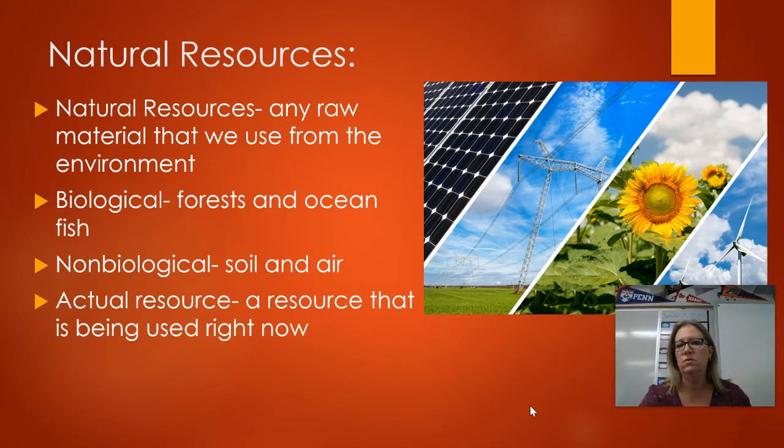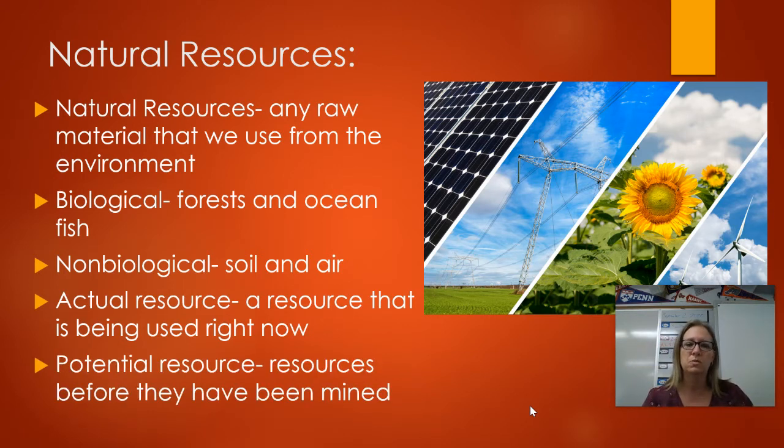An actual resource is a resource that's being used right now. Like we have it, it's in hand and we can use it. And then a potential resource is one that they know it's there, but it still needs to be mined. Okay, so it will potentially be an actual resource soon, but it's still inaccessible. But it's known. They know that it's there.